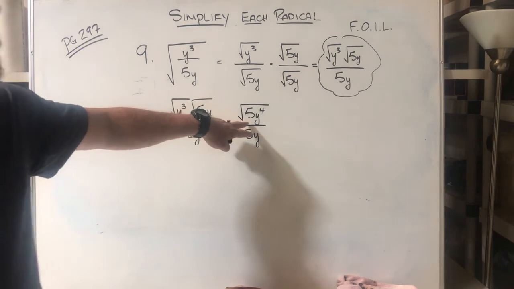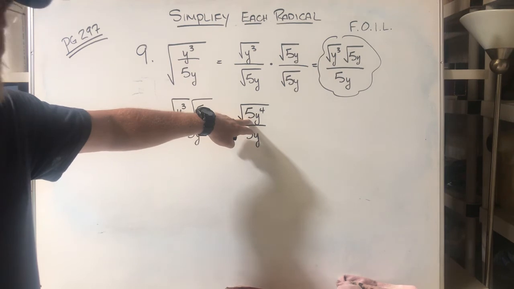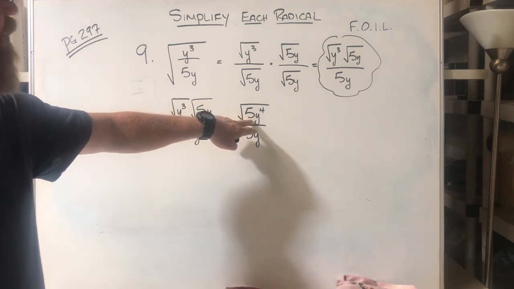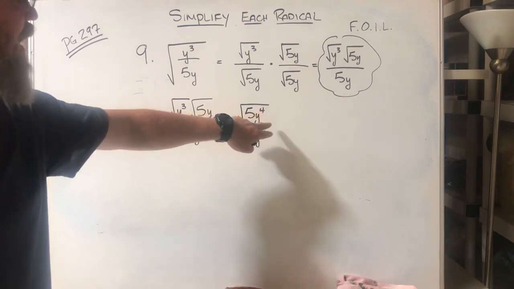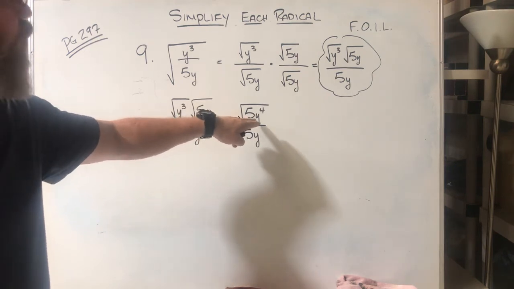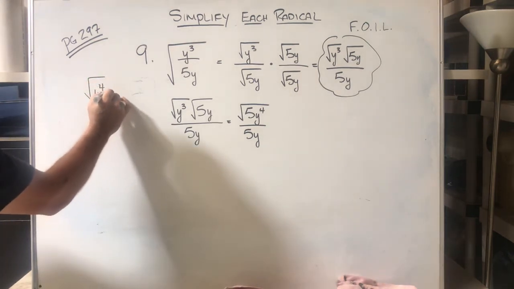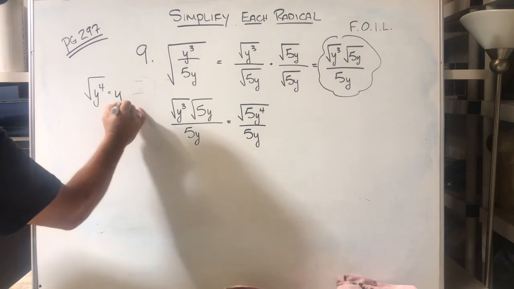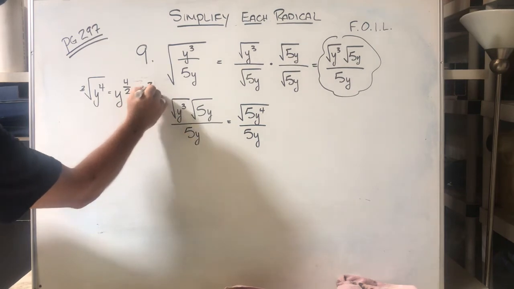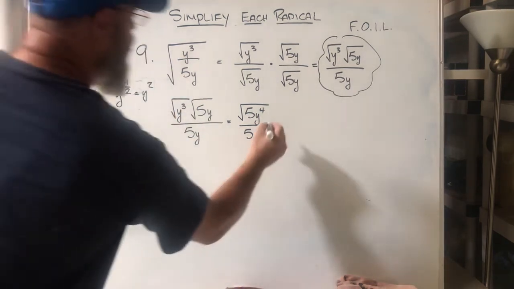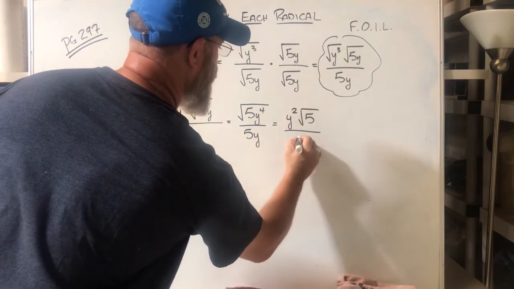Now, can we get a square root of 5? No, I can't get an even number out of it. But can I take this y to the 4th out of the radical? Oh, I sure can, because what's the square root of y to the 4th? Well, we know that that equals y to the 4 over 2, because the index is 2, right? So that equals y squared. So I can take that y squared out. That's going to equal y squared times the square root of 5 over 5y.